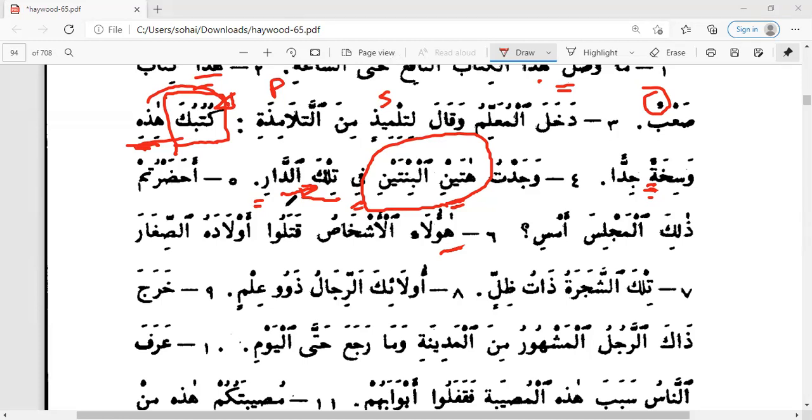Tilka is feminine because adar is feminine. Why is it feminine? There's no apparent reason. Chapter 2, because there are some words which are feminine for no apparent reason. Okay, Nazir, are you here? Yeah. Okay, number 6, please.